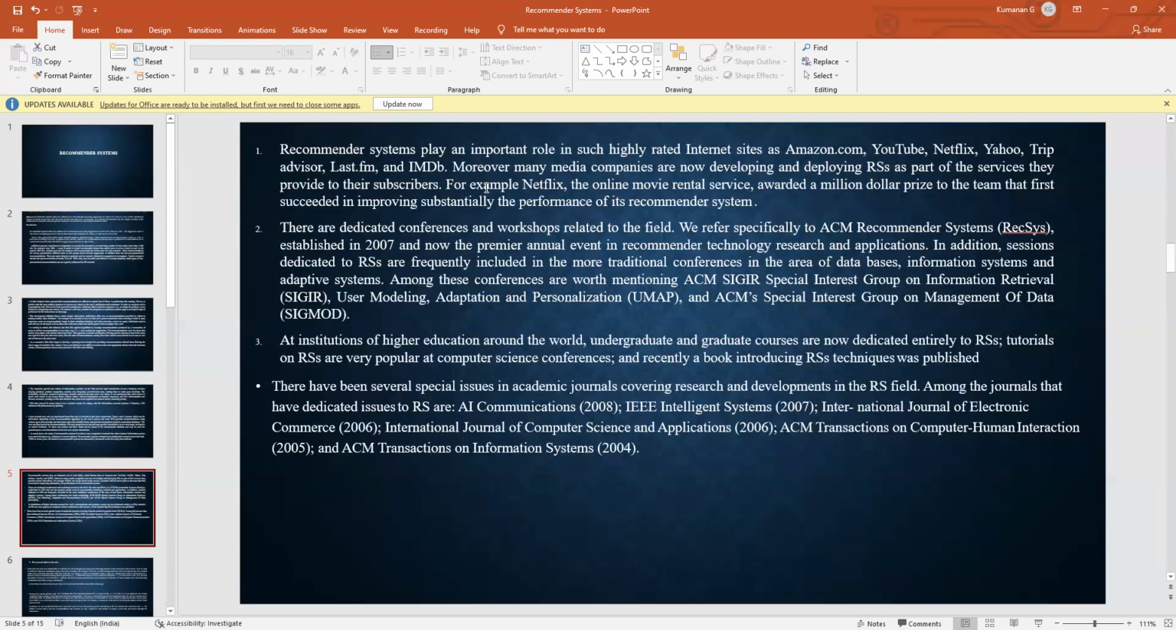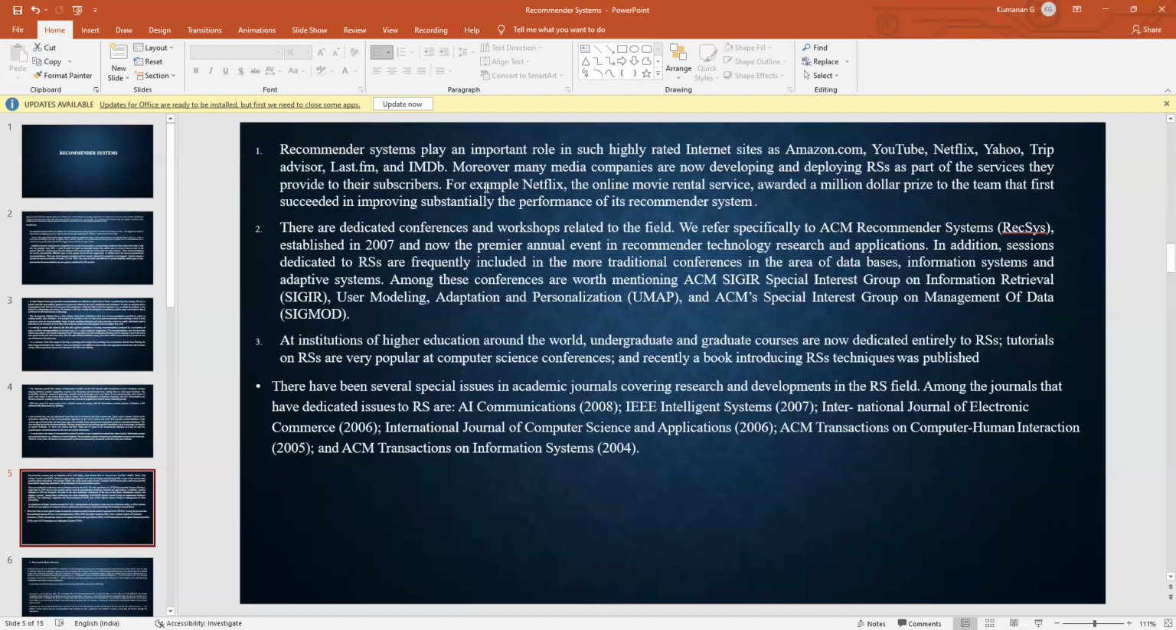At institutions of higher education around the world, undergraduate and graduate courses are now dedicated entirely to recommender systems. Tutorials on recommender systems are very popular at computer science conferences. And recently, a book introducing recommender system techniques was published. There have been several special issues of academic journals covering research in the recommender system field.